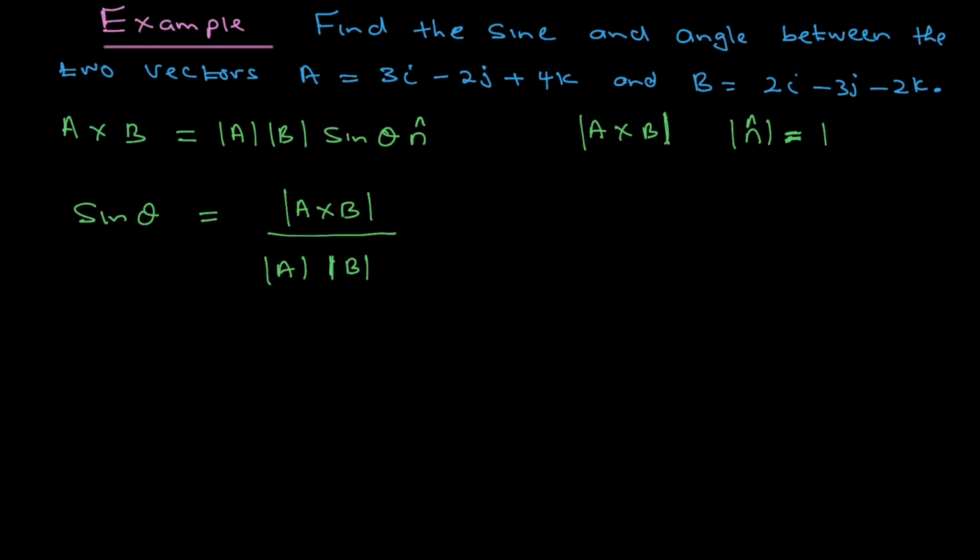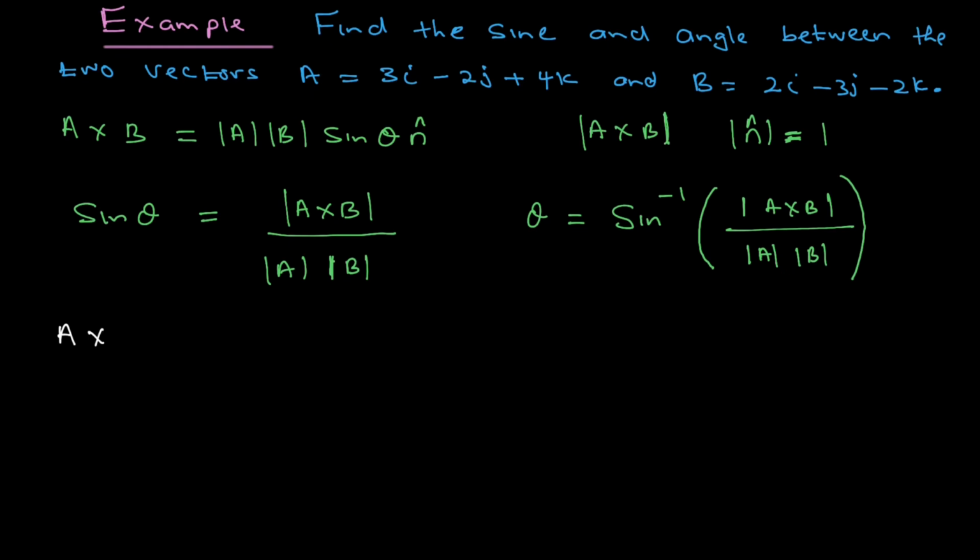So that's what we need to do. And then to find the actual angle, we can then say theta will be sine to the power minus 1 of the modulus of A cross B over modulus of A and modulus of B. So that's it. That's what we need to do. And to do that, we need also to first of all be able to find A cross B. So that's where the challenge is. That's the more difficult one that we should be able to do.